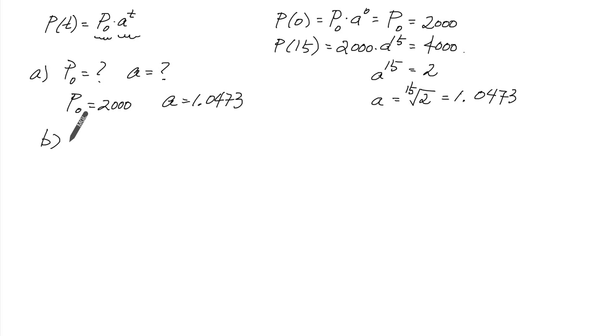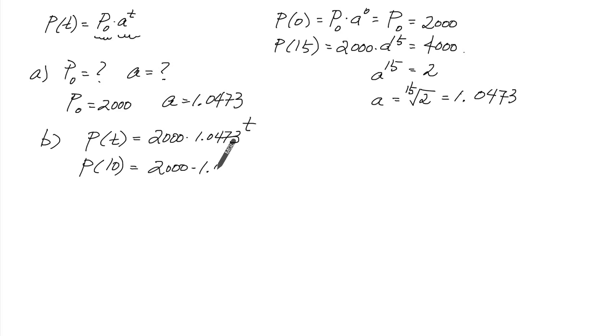Part B. Find the algae population after 10 minutes. Our function now is equal to 2,000 times 1.0473 raised to the power of t, and we're looking for P of 10. That's a matter of simply plugging in 10 for t and plugging it into a calculator. That gives us an algae population of 3,174.98 algae.